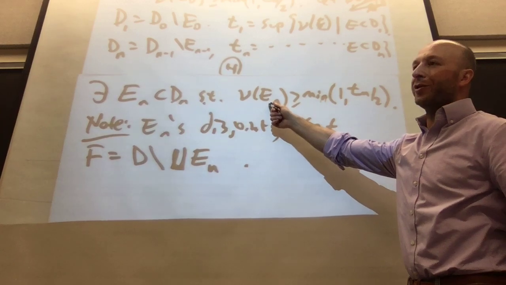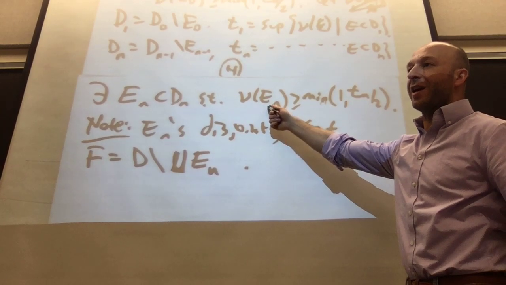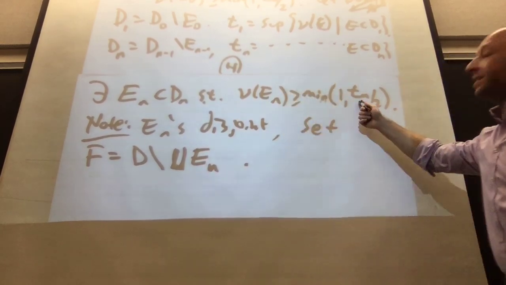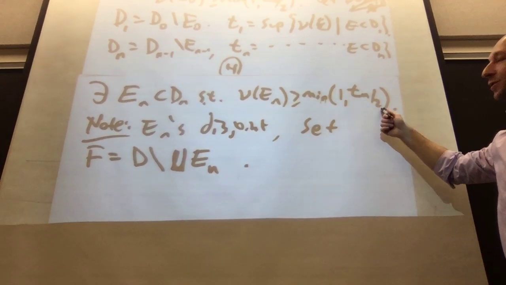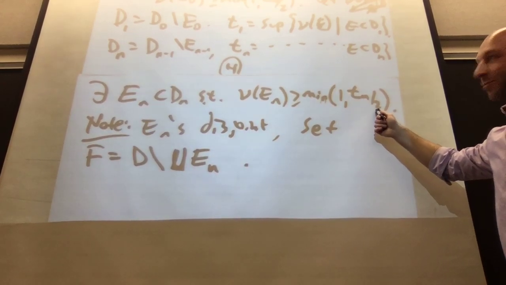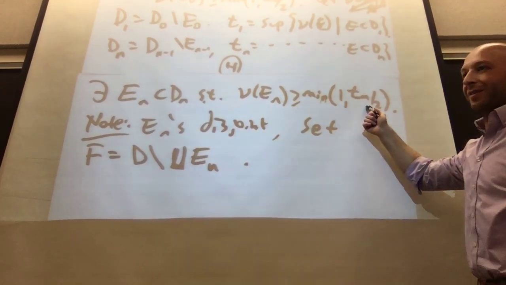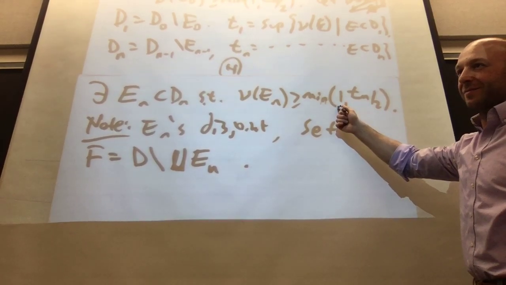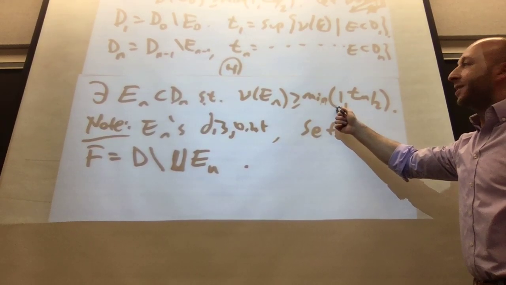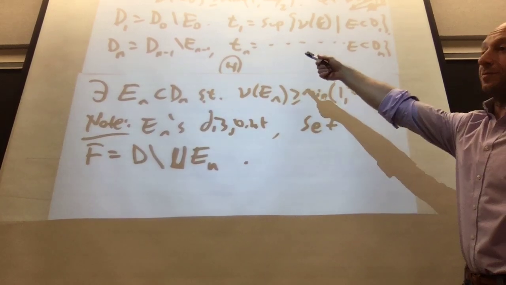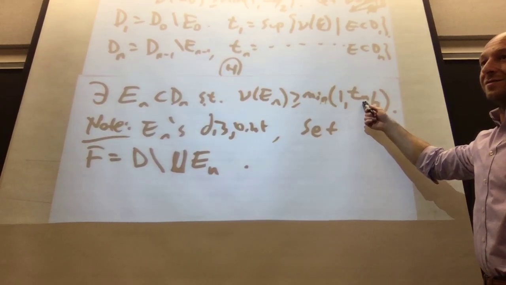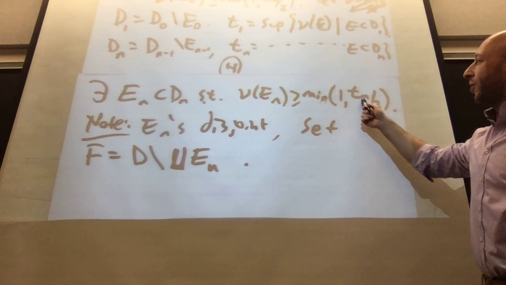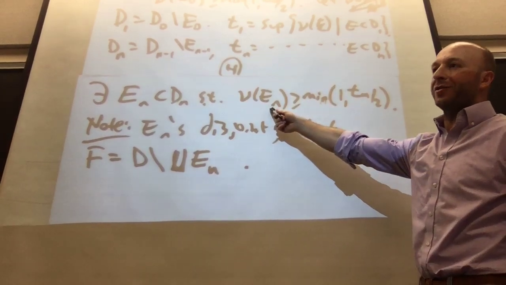The sets could have arbitrarily large finite measure, and if Tn is infinite, then Tn over 2 is still infinity, but there is no set which has measure infinity. So this is saving me in that case. Should I say that again? Yes. Let's say that Tn, the sup, could be infinity, while all of the sets themselves have finite measure.